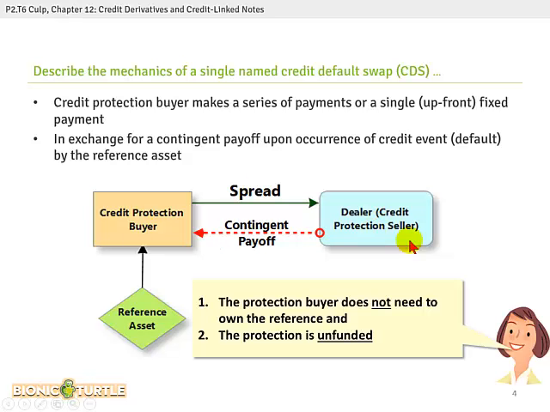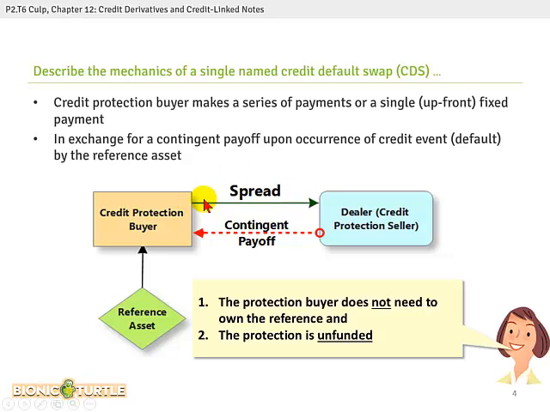The CDS is economically similar to insurance, but is technically not insurance. So the credit protection buyer, notice here, is making, in this case, spread payments to the credit protection seller. So this is analogous to insurance premiums. The credit protection buyer will make a series of spread payments, the CDS spread, or a single upfront fixed payment, or a combination of both, which is to say, an upfront payment plus a series of payments.